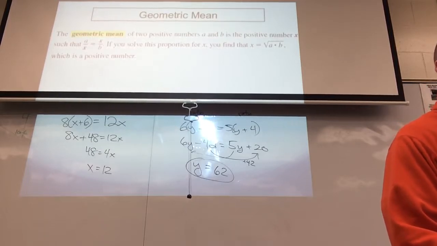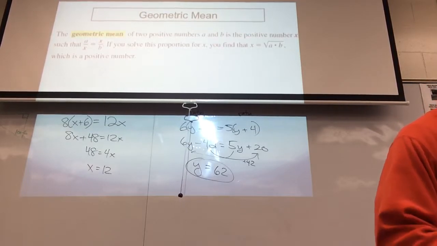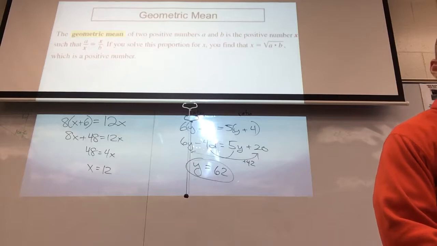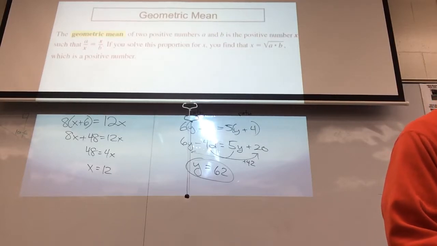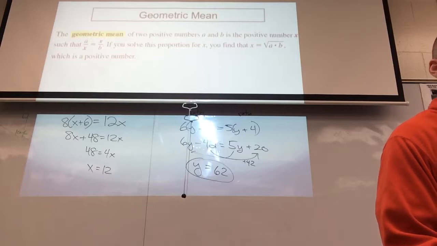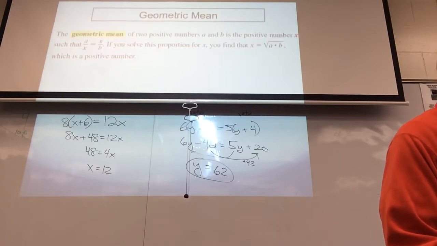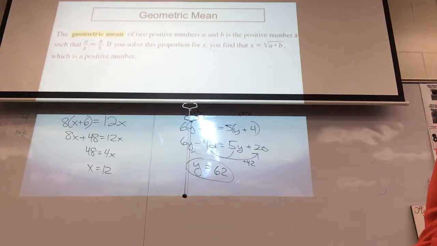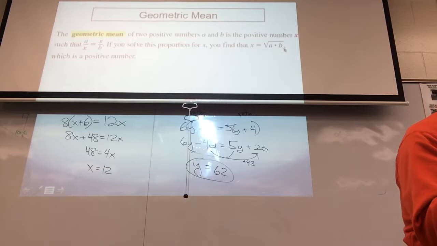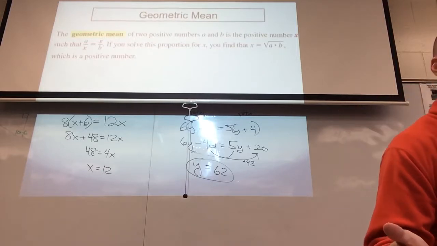I'm bringing it up now. We're not going to actually apply this until we get to the next chapter with the right triangles. For you guys right now, all you need to know is you have to be able to find what the geometric mean is between two numbers. I'll give you two numbers and ask what the geometric mean is. That's what you do. If I give you two numbers, you multiply them and you take the square root of it.